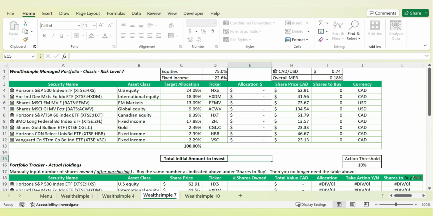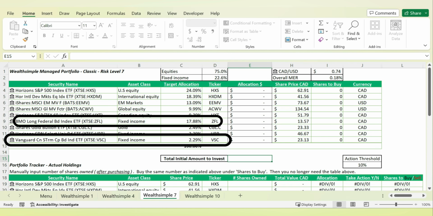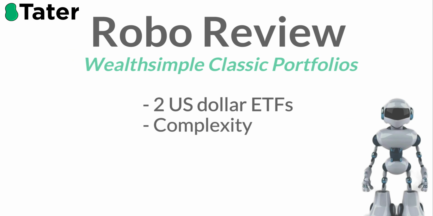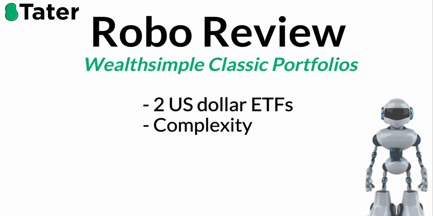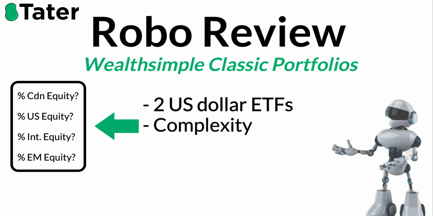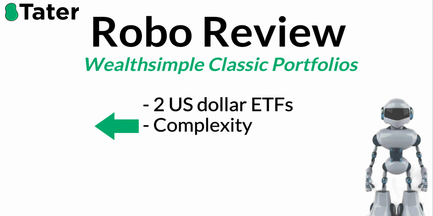Another example from the fixed income side of the portfolio. There is an aggregate bond index ETF that holds short, medium, and long-term bonds, but then there are separate short and long-term bond index ETFs. So all of this overlap just adds unnecessary complexity to the portfolio, and the major drawback is probably that this complexity just makes it hard to ascertain what percentage we have allocated to Canadian equities versus US and then international, developed, and emerging markets.